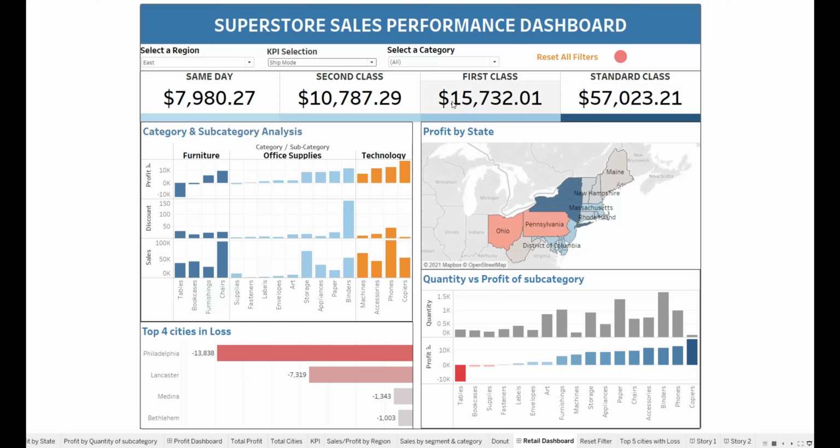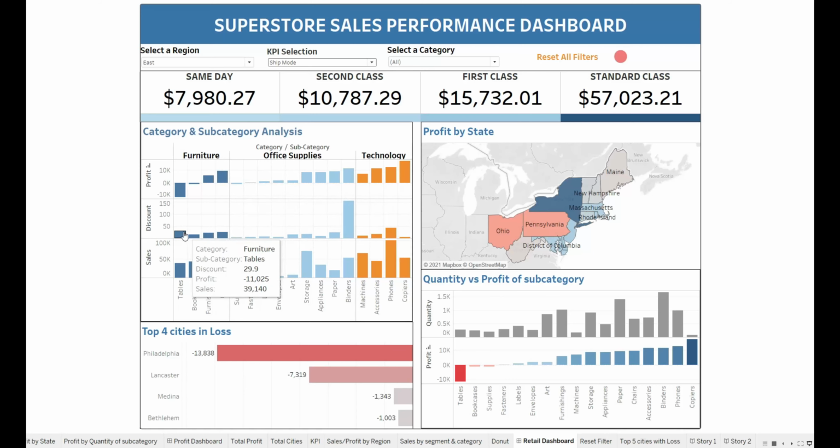Like we have $15,000, and here we have $57,000. So I'd suggest that we can add more standard class shipping mode into the categories over this region. Now here we can see that the lowest profit is the tables, and into the furniture category, well, we don't have any other amount of loss in technology or in office supplies.